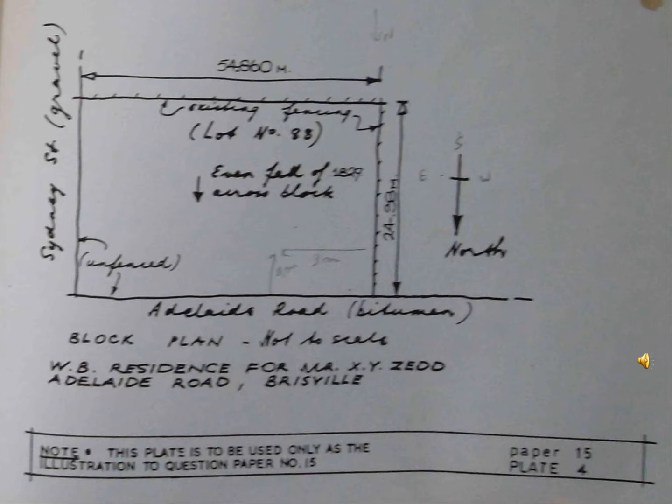Also there's a sketch for the block diagram. So the second diagram is of the residence block. The residence block also needs to be sketched.